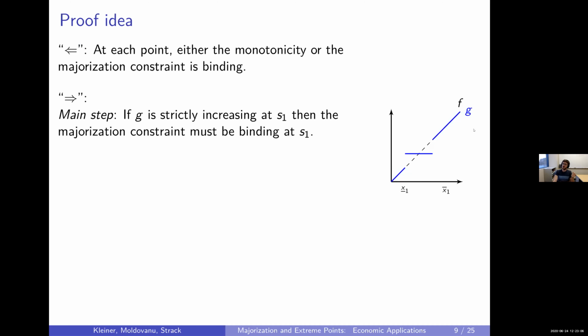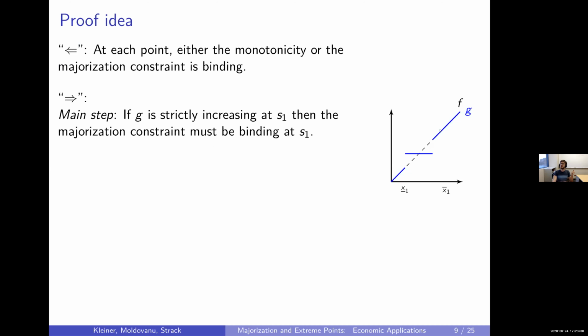For the other direction, we have to show that every extreme point takes a form like this, that you only have these intervals, and outside of the intervals, G and F coincide. The main step to show is that, without loss, we can assume G is a right continuous function. So suppose that G is strictly increasing at the point, like for example here.